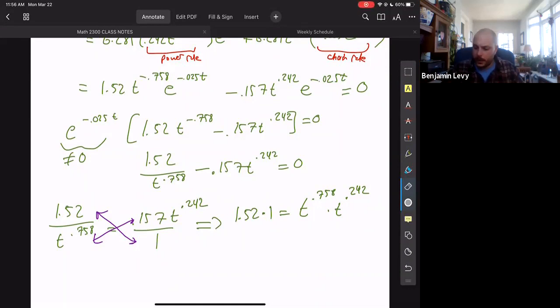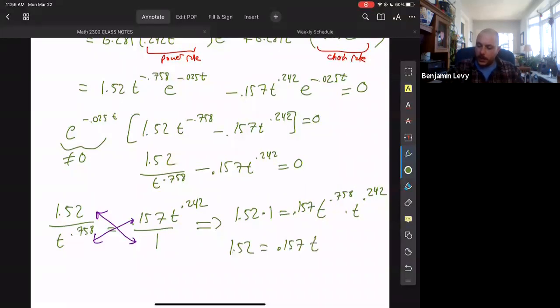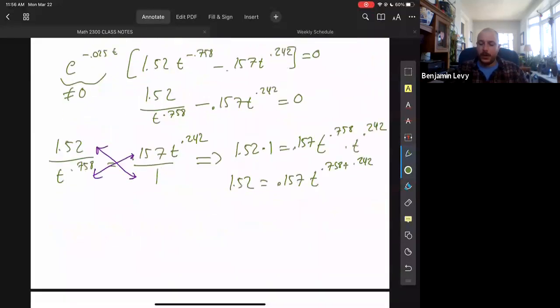I left my coefficient off though, I'm sorry. I forgot to rewrite the 0.157 part. All right, this had a coefficient 0.157. So we're almost there. We have 1.52 equals 0.157 t to the, add those things, and those exponents equal 1 when you add them together. All right, so we're right at the end. Just divide by 0.157. And so we get t equals 1.52 over 0.157, which I think is 9.68.